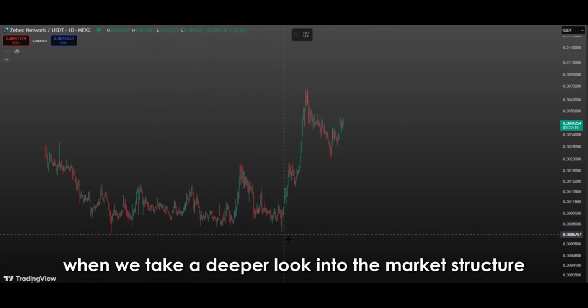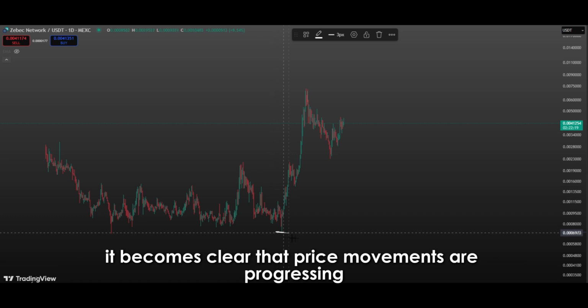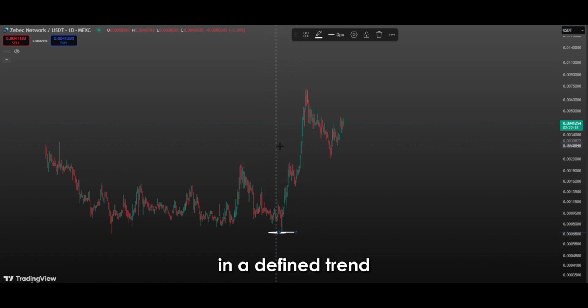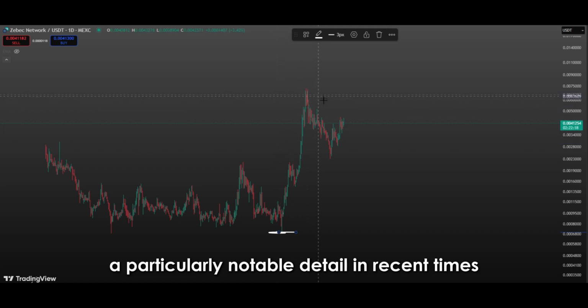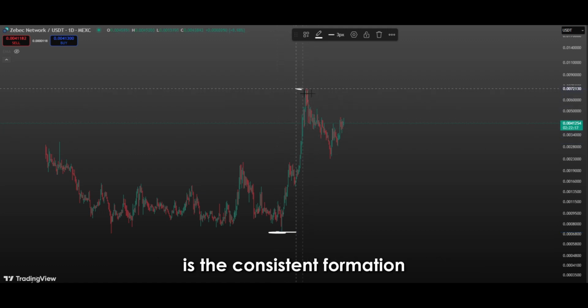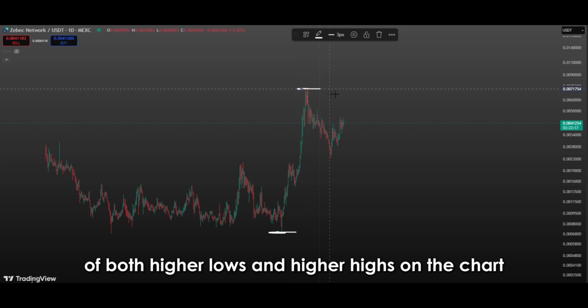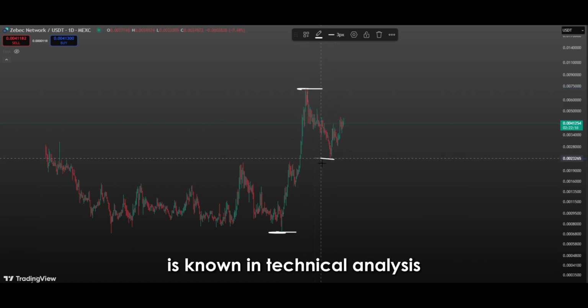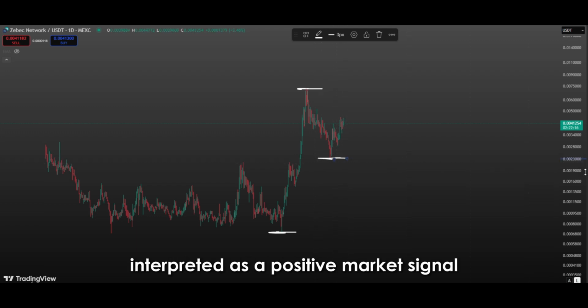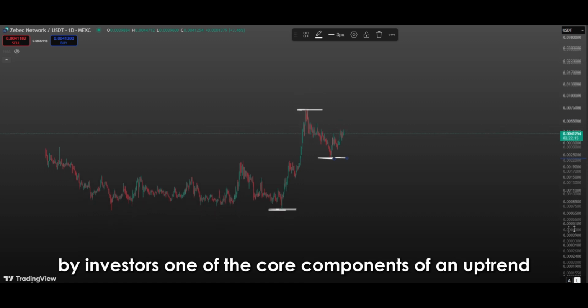When we take a deeper look into the market structure, it becomes clear that price movements are progressing in a defined trend. A particularly notable detail in recent times is the consistent formation of both higher lows and higher highs on the chart. This structural formation is known in technical analysis as an uptrend and is generally interpreted as a positive market signal by investors.